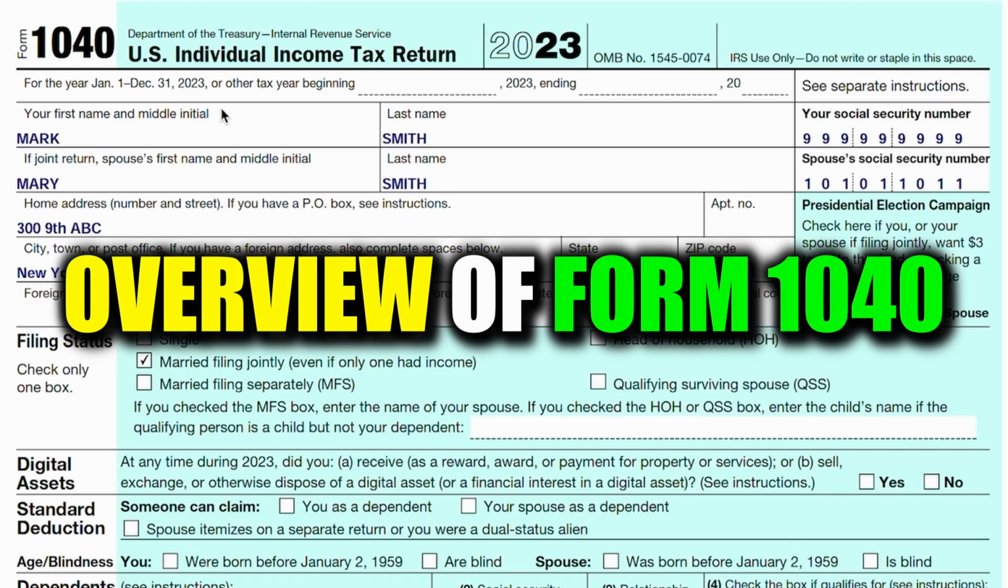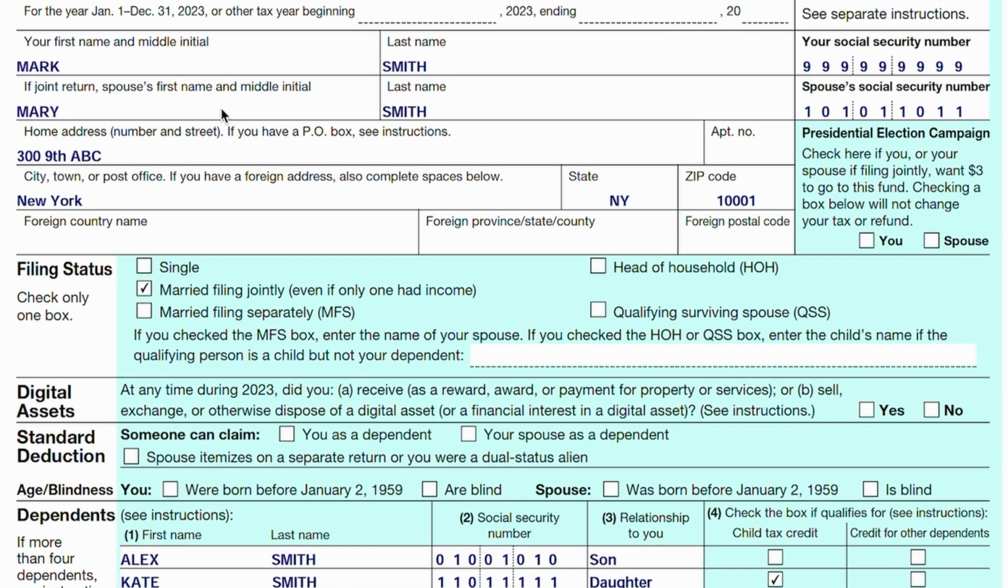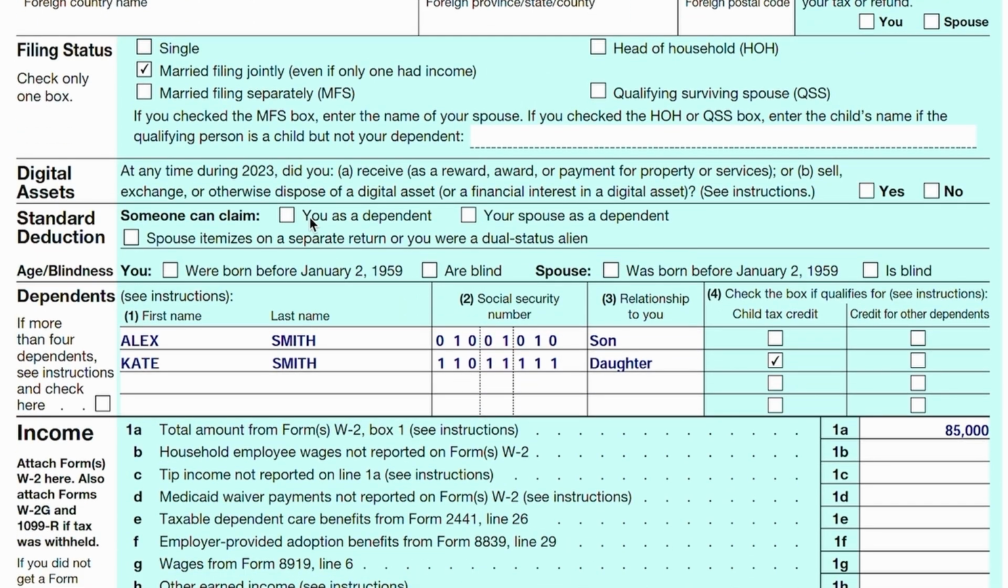I am here to simplify Form 1040 for you. This is going to be the basic overview of Form 1040, from where items are reported on Form 1040. I will explain everything to you. Remember that it is important for you to understand the flow of Form 1040. There are different items that come to Form 1040 from different places.